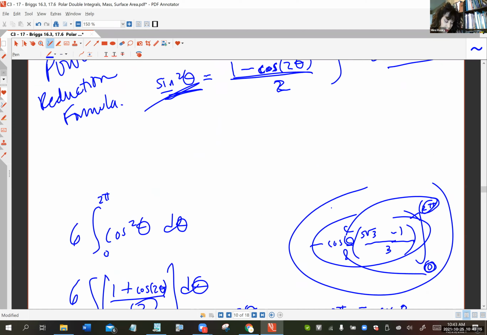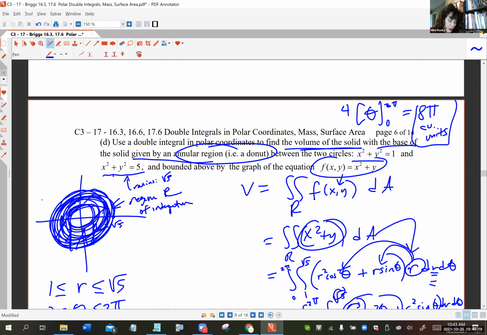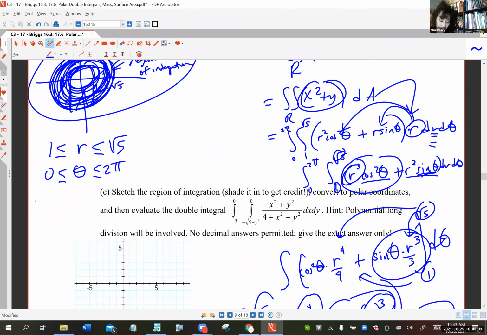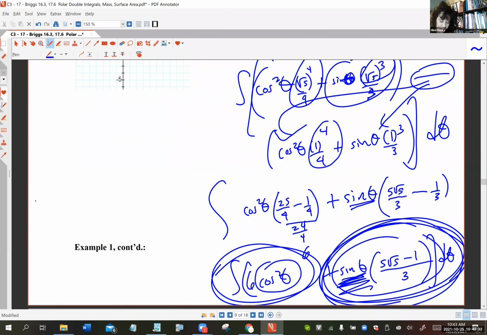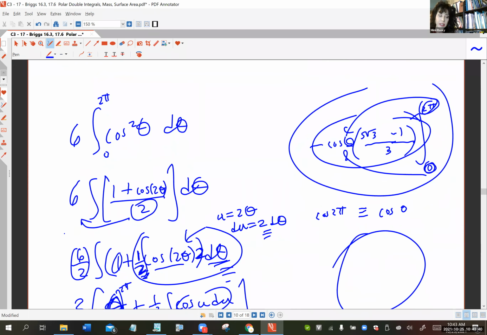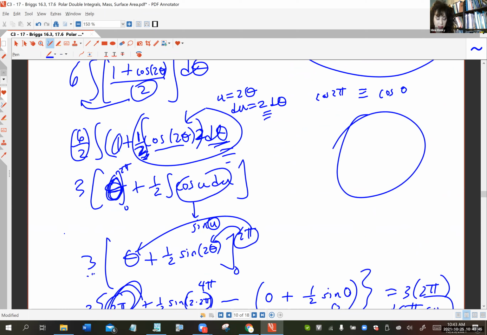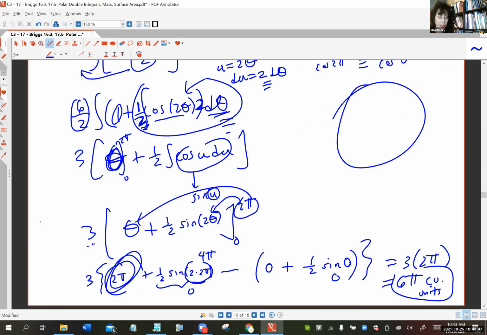So why was this a really important example? A lot of things going on here. We had a donut for the region of integration, which you never want to try to do a donut using rectangular coordinates. Always convert. And we converted it. And then after we converted it, we ended up having to use a power reduction formula. It's a trigonometry identity in order to integrate. And that was kind of fun. And then we ended up completing the double integral.